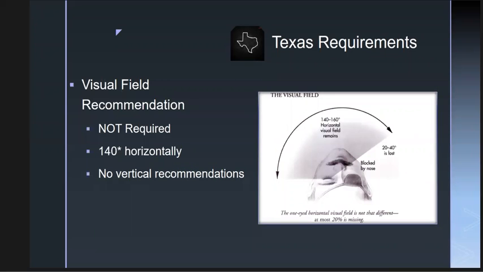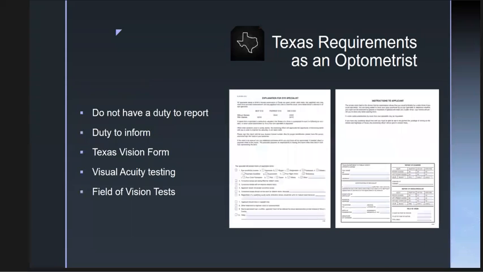So the Texas requirements for visual field are actually not requirements, they're only recommendations. They do recommend 140 degrees horizontally, and there is no vertical recommendation. But remember that the International Council of Ophthalmology recommended 120 degrees horizontally with 40 degrees of vertical field.